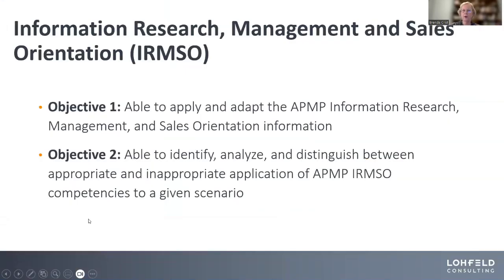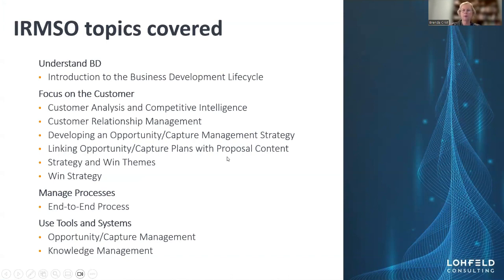So the first competency area is information research management and sales orientation, or IRMSO. For this competency, APMP wants you to apply and adapt information research management and sales orientation information, and be able to identify, analyze, and distinguish between appropriate and inappropriate application of the information, also linked to a given scenario. So here's a list of the IRM topics that you'll have to read about in the body of knowledge, including understanding business development, focusing on the customer, managing processes, and using tools and systems.